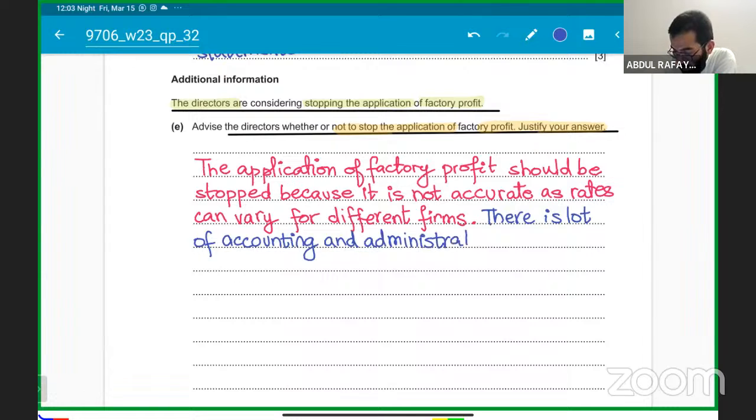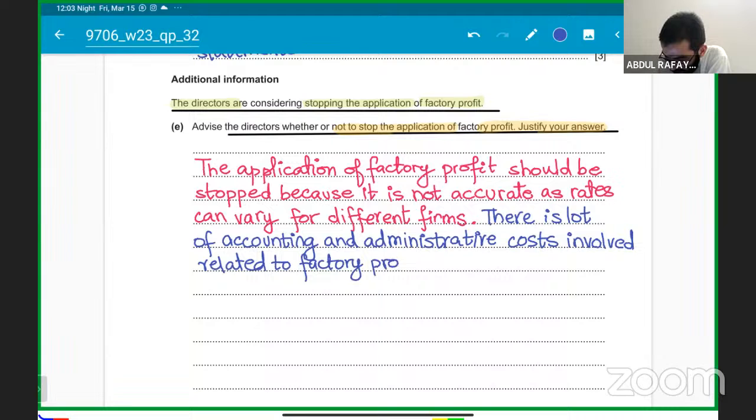ठीक है, कि आपको एक बहुत सारी कॉस्ट करनी पड़ती है. There's a lot of accounting and administration cost involved related to factory profit. So there is this another problem, ये एक और problem आ गई. ठीक है guys, everyone getting it clear with me? Following? Understanding? There is a lot of accounting and administrative costs involved.